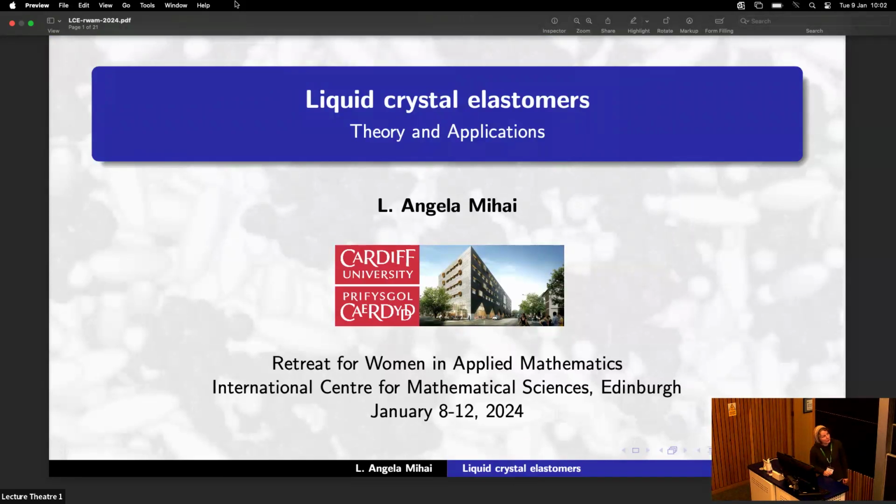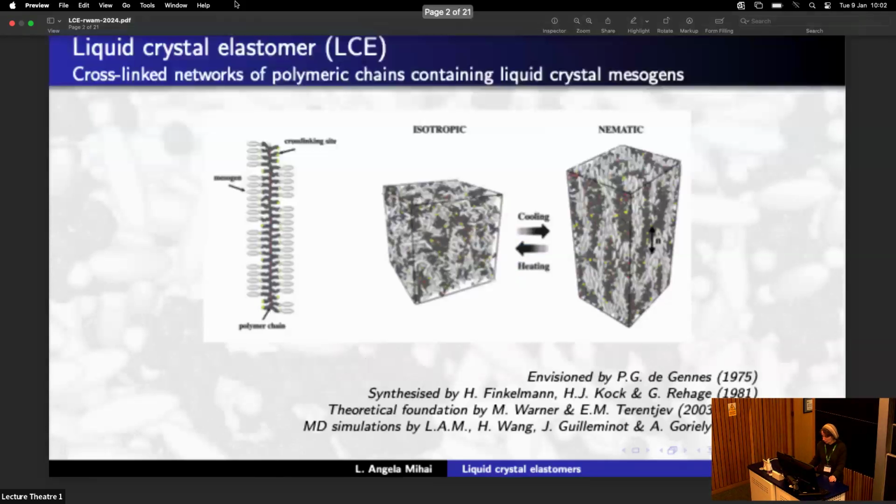Okay, so I will talk about my research work that I did in the past few years. And this is on liquid crystal elastomers. First of all, because it's an interdisciplinary audience, I will try and introduce things in a gentle way, so to give you a flavor of what this work is about.